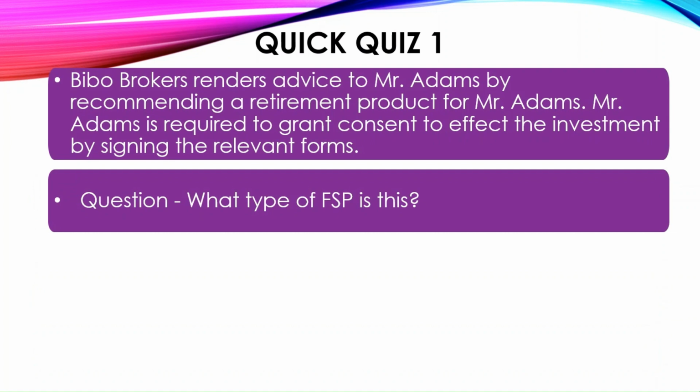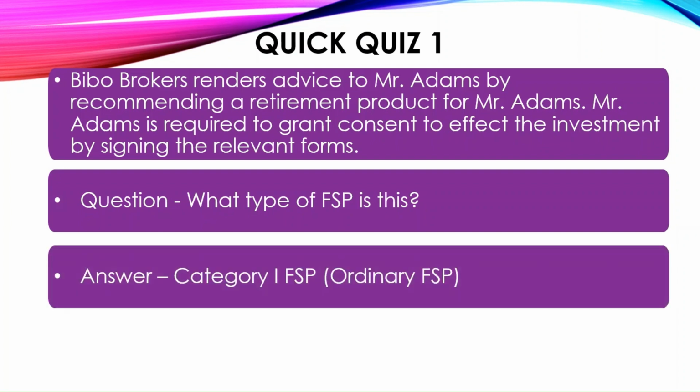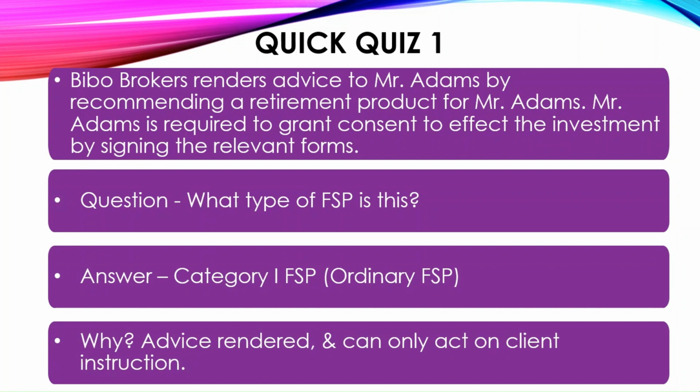So let's have a look. We see the word advice. That can only mean one answer if you're looking at the type of FSP, but it also tells us that it needs consent from the client. It cannot act on the client's behalf. Therefore, it is a category 1 FSP, also known as an ordinary FSP. Again, why? Advice has been rendered. That's in essence a giveaway for this question. And secondly, it mentions in the story that the application can only be processed once the client has signed the documents.